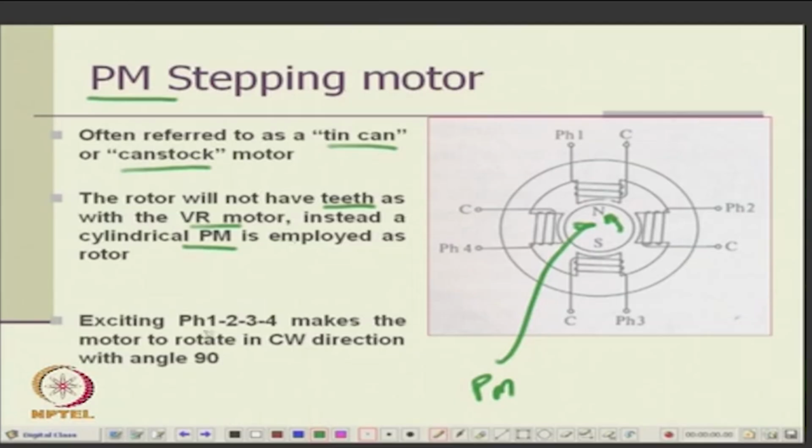Okay. So, you can excite 1, 2, 3, 4, which makes the motor rotate in 90 degree steps. So, you can have 1 here, then 2, then 3 and 4. So, you can excite like this. Okay. So, when one is excited, the other 3 are unexcited. So, it will move. I think this is very simple.